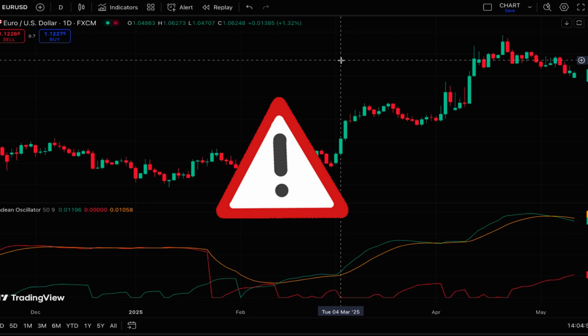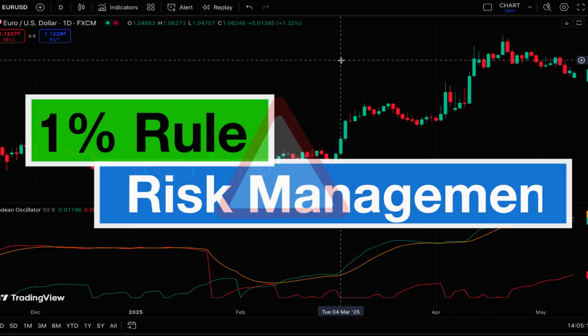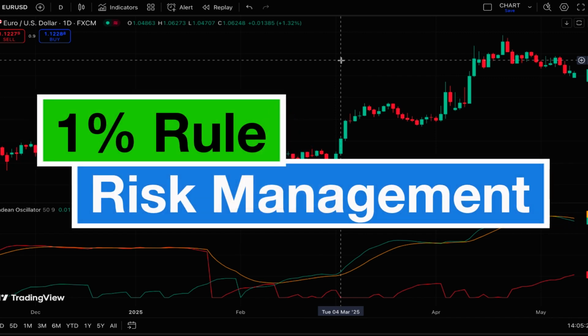As you know, there is no trading strategy with 100% win rate, and losing positions are always part of the game, no matter how accurate your indicators are or how much experience you have. So you need to manage your risk properly. There is a risk management strategy that is called 1% rule, and it's one of the best risk management strategies that can help you to protect your trading account from falling significantly.